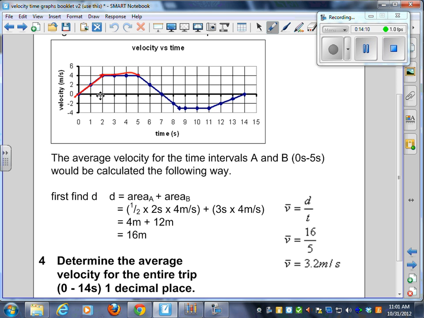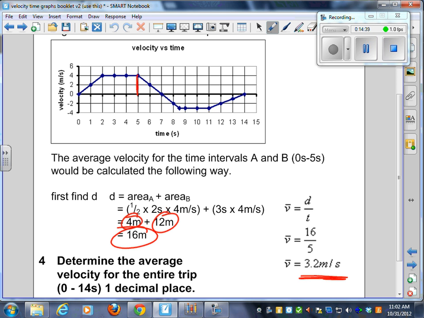So in other words, I have to find the area of A, which you have done already. It's 4. You have to find the area of B, which we've done already. It was 12, giving me a total displacement of 16. In other words, the area from 0 to 5, the total displacement is 16. What's the average velocity? It went 16 meters. It took 5 seconds. The average is 3.2.